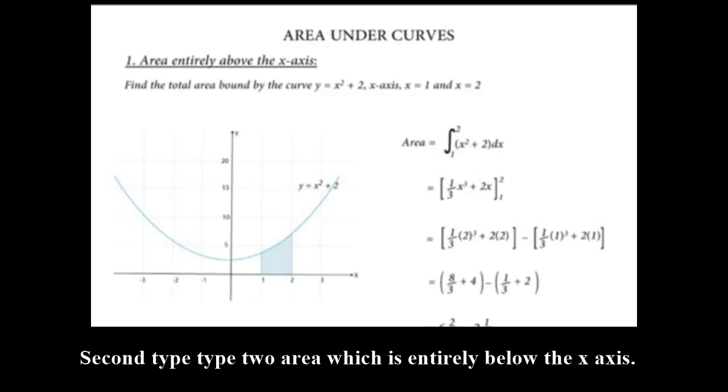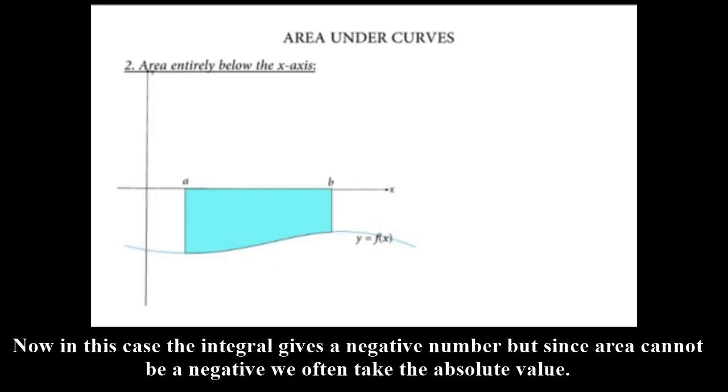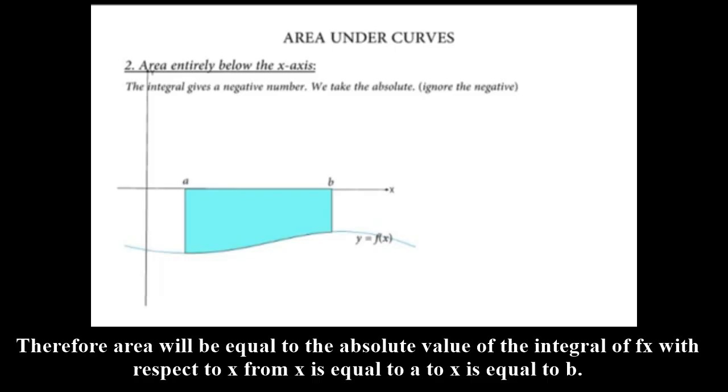Second type, type 2 area, which is entirely below the x-axis. Now in this case the integral gives a negative number, but since area cannot be negative we often take the absolute value. In other words, we ignore the negative sign in the answer. Therefore area will be equal to the absolute value of the integral of f(x) with respect to x from x is equal to a to x is equal to b.